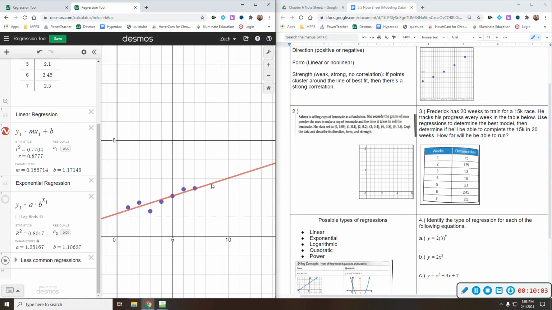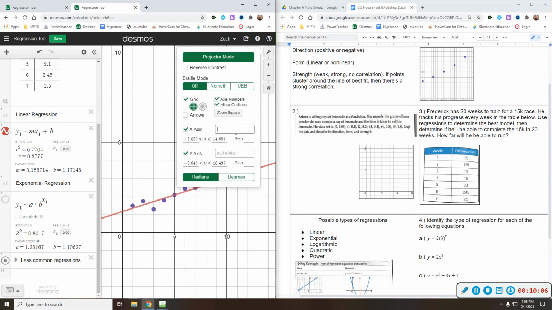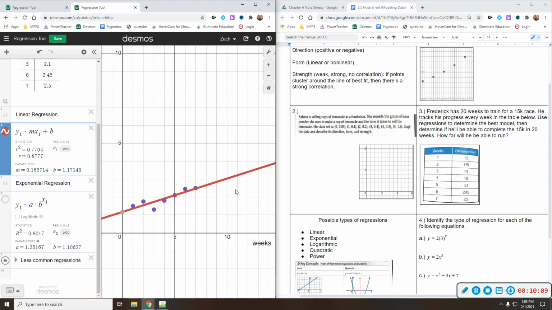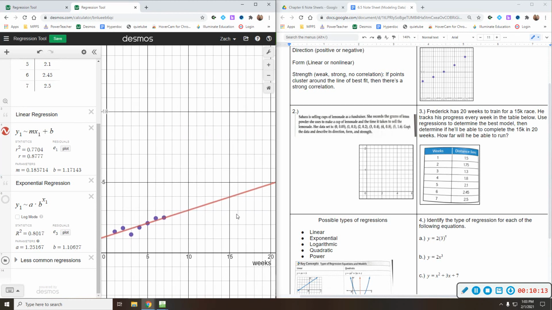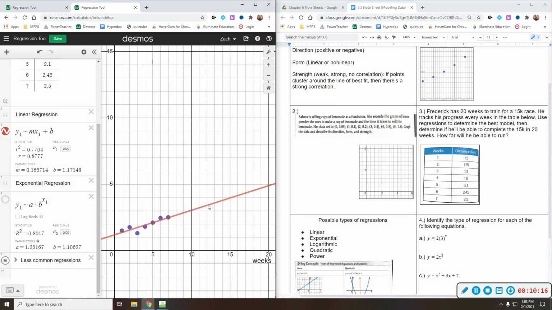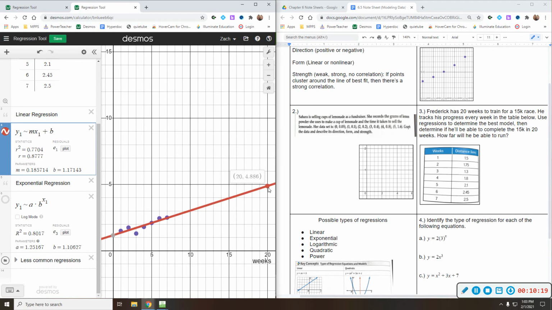Let's just trace here. We want to know if in 20 weeks, which remember is on the x-axis, so the x-axis is weeks, Frederick can run this 15K. So let's go out to 20 weeks, and you can see at 20, it looks like it's 4.886, and yeah, he's not going to be able to complete it. You can see he's just not going to go far enough. Then the next question is, okay, how far will he be able to run? At 20, he'll be able to go 4.8 or 4.9 kilometers. So the answer to that one is almost 5 kilometers.